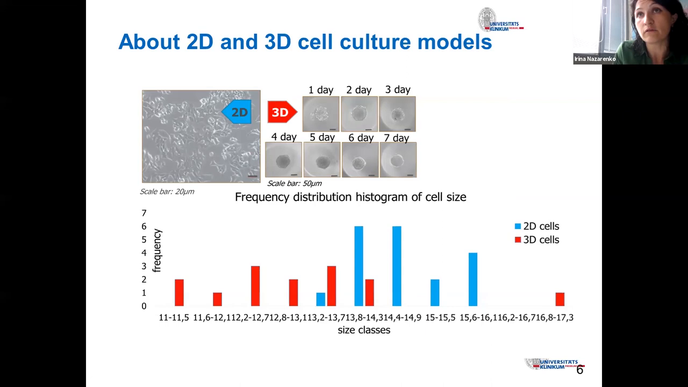And here you see a histogram about the first differences between the 2D and 3D systems, which a very talented PhD student, Lilia, has done. So basically, it's very simple. This is just the cell size. And you see that the cells growing in 3D are smaller than the cells growing in 2D. So then we can ask the question: what about the vesicles? If these cells produce vesicles, how do they look, and what will be the difference?